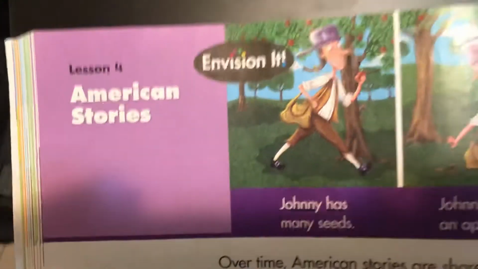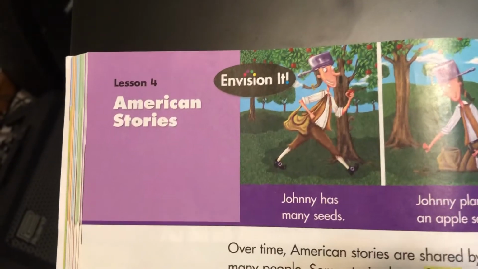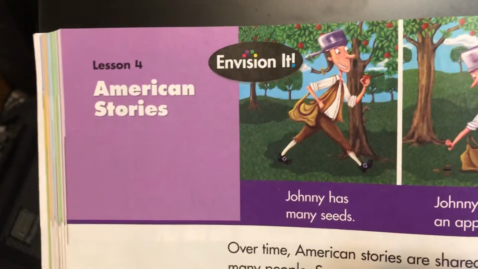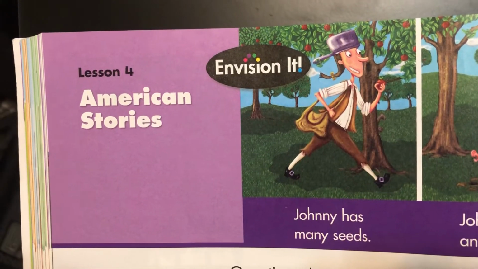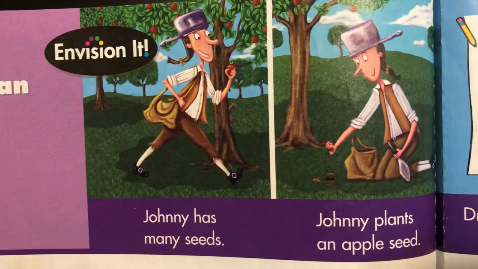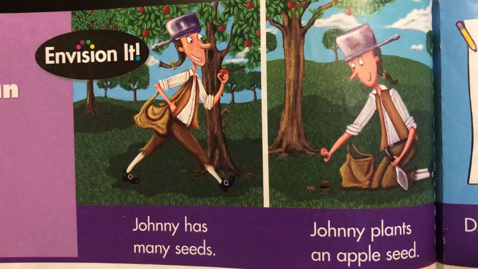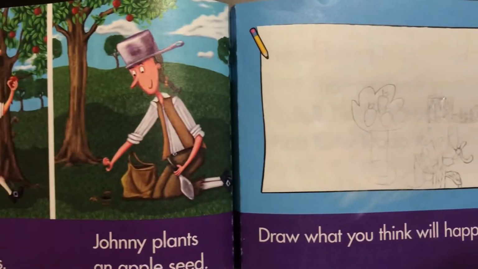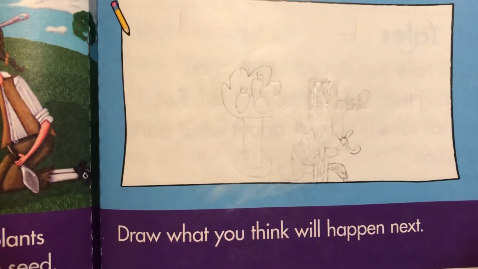Week 3, Day 3, pages 144 to 147. American Stories. Johnny has many seeds. Johnny plants an apple seed. For number 1, we're going to put this as number 1. Draw what you think will happen next.